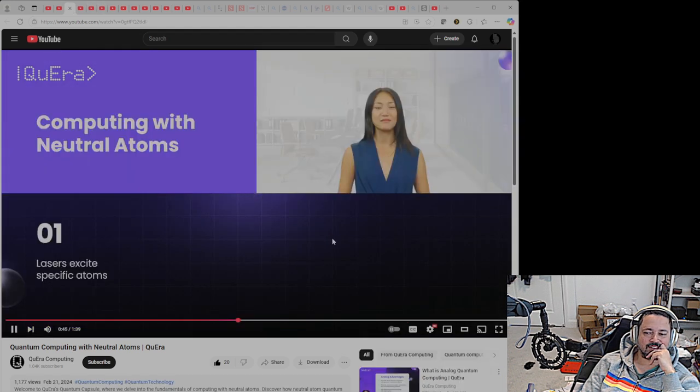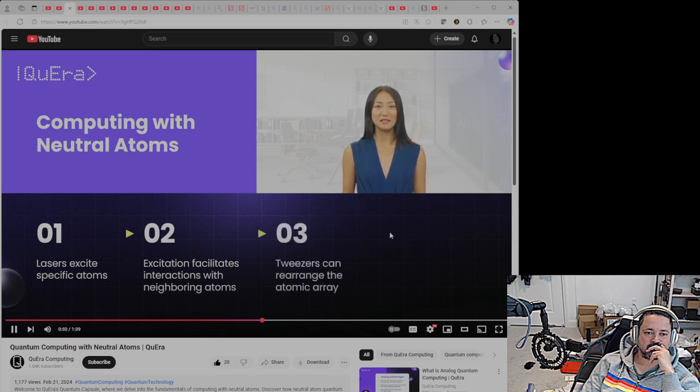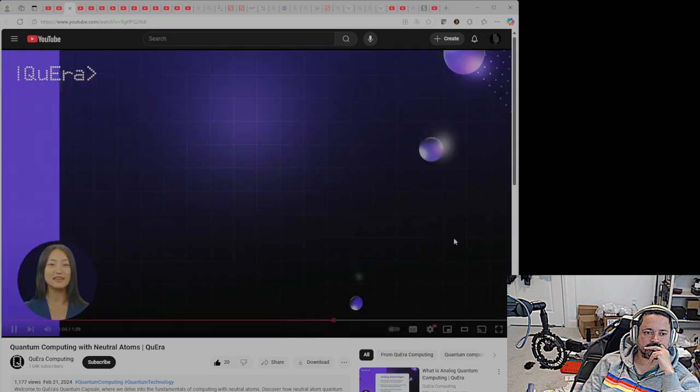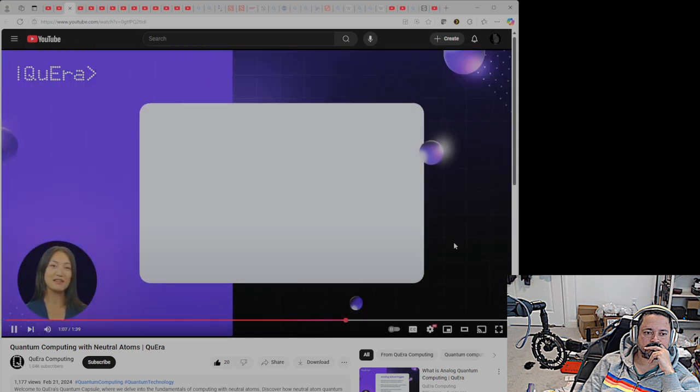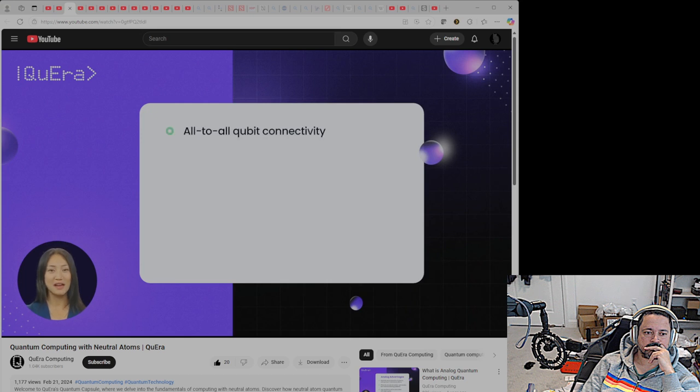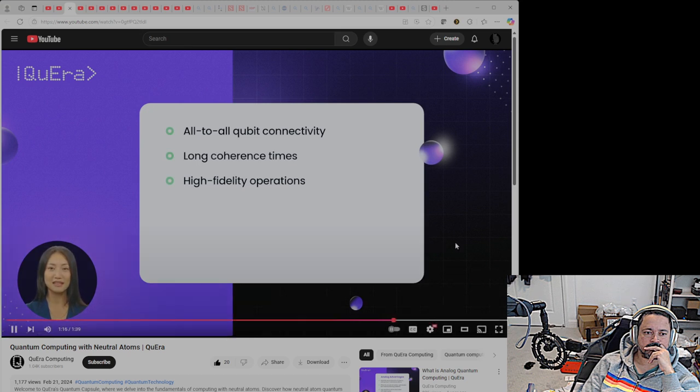This excitation triggers interactions between neighboring atoms. The optical tweezers also allow for moving these atoms during the computation process while maintaining their quantum state. Throughout the computation, imaging techniques are employed to measure the state of qubits during the calculation and also at its end. The design of neutral atom quantum computers, characterized by their all-to-all qubit connectivity, long qubit lifetimes, and high-fidelity operations, offers significant advantages. These include scalability to systems with many qubits.